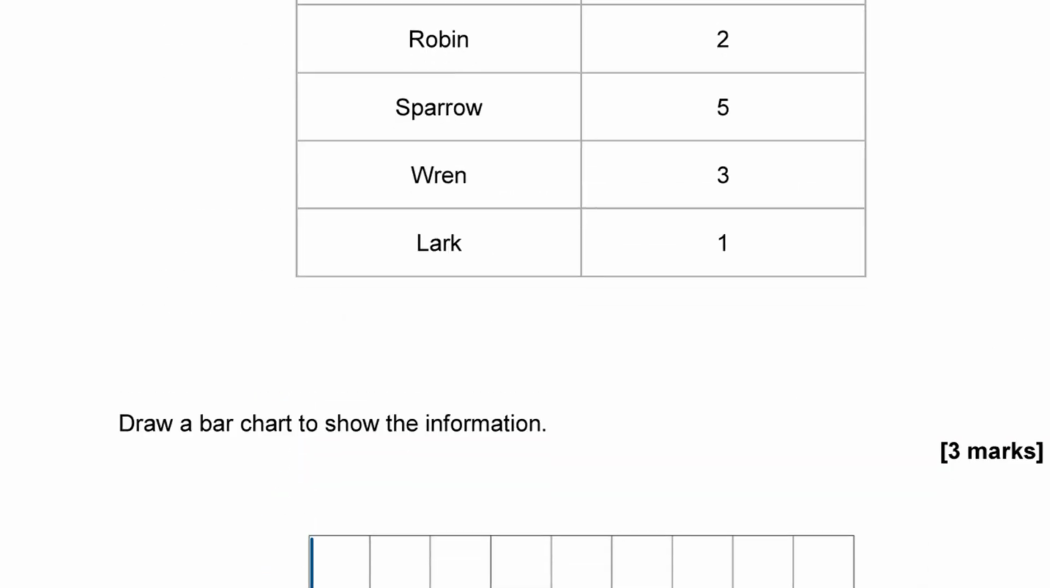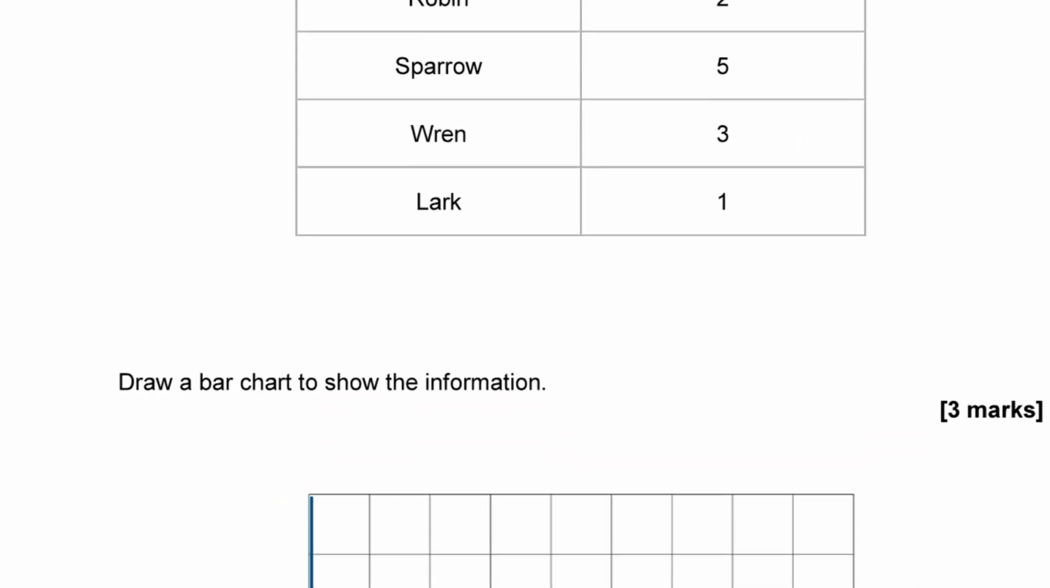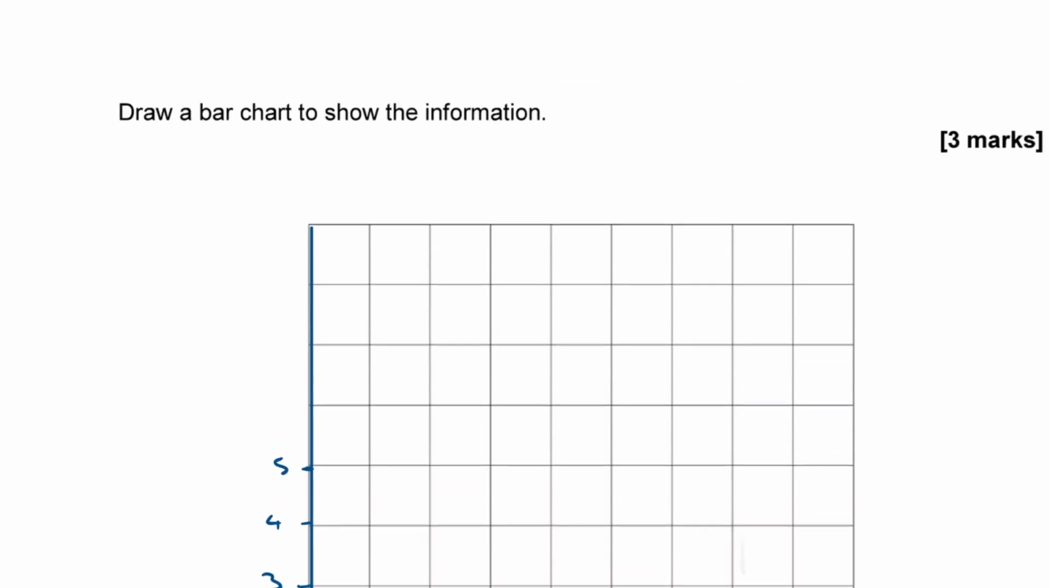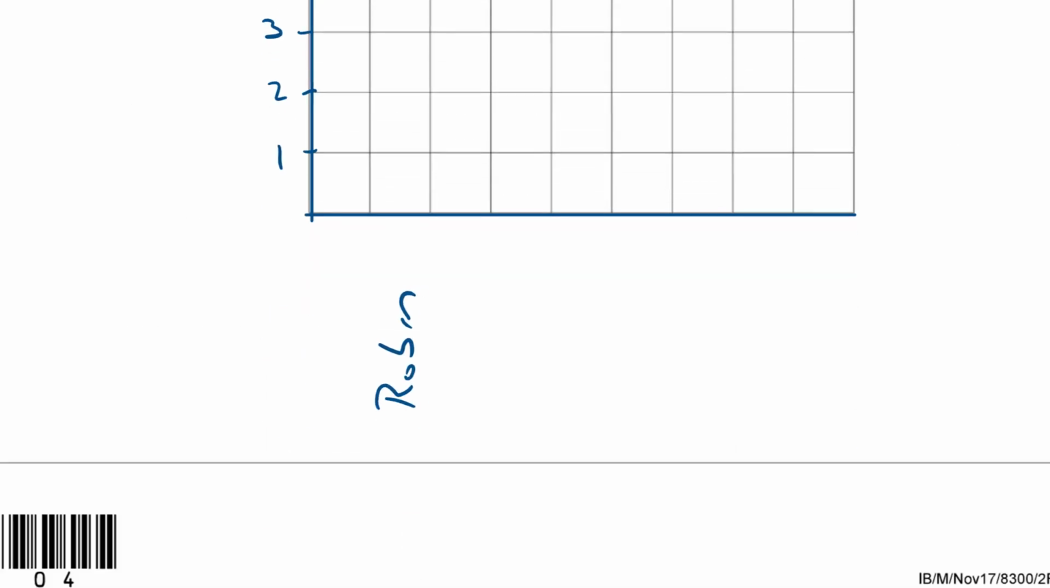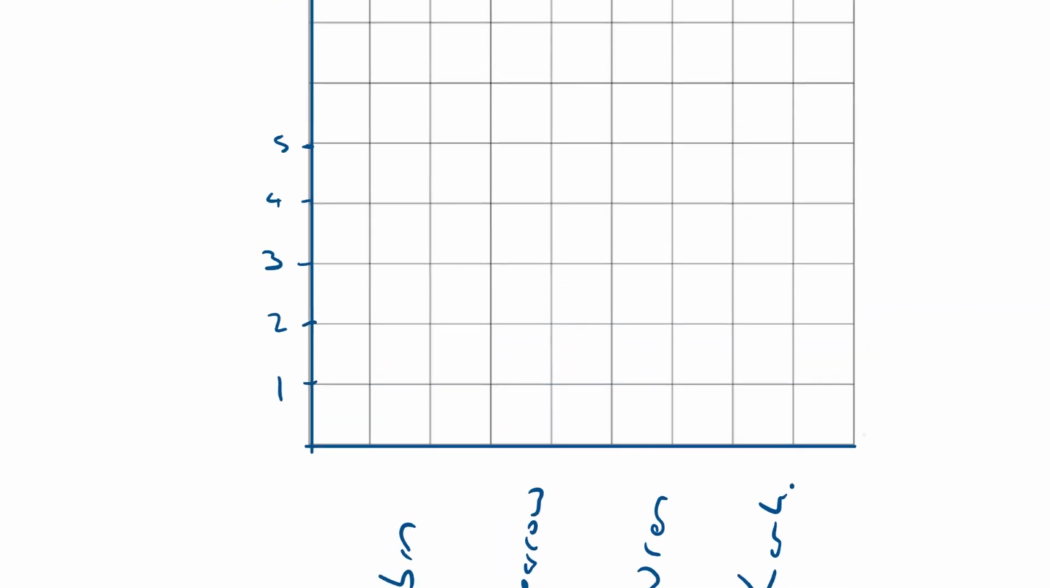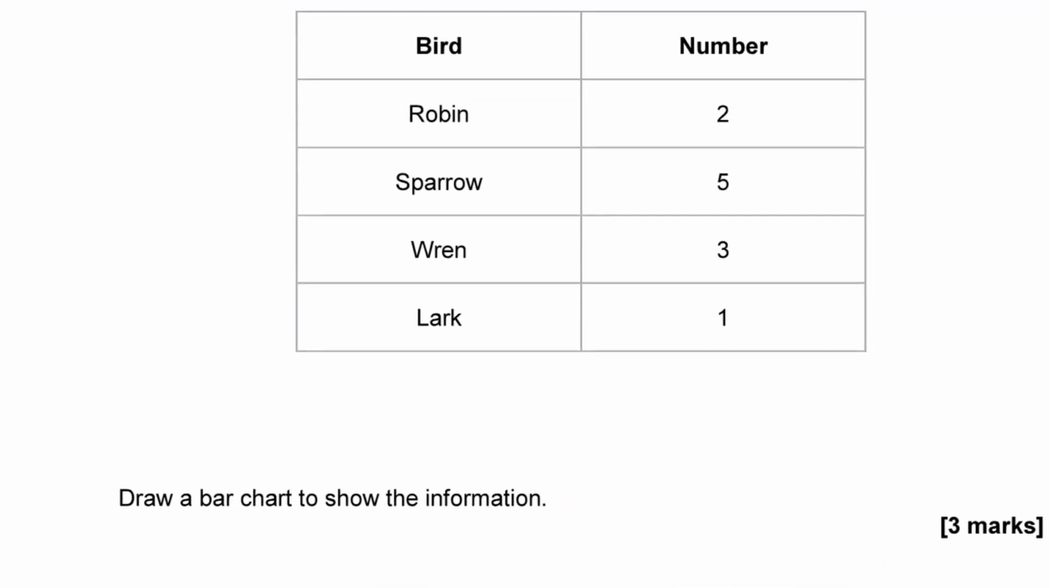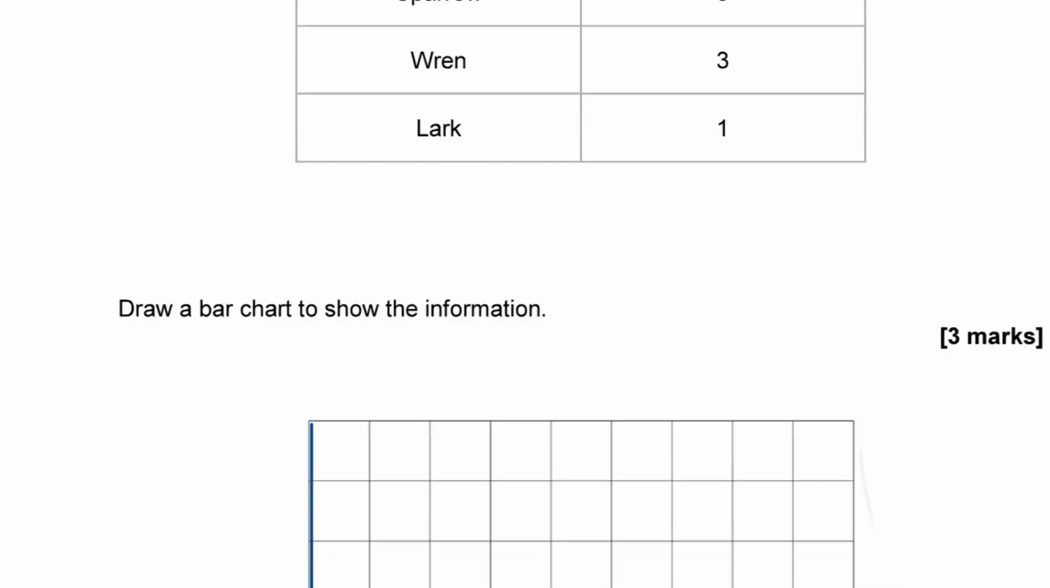And then I've got 4 things: robins, sparrows, wrens and larks. And I need to fit those in. I've got 1, 2, 3, 4, 5, 6, 7, 8, 9. Now bearing in mind I need to have a space in between, I'm going to write those names sideways so they fit in nicely. So robin, what was the next one? Sparrow, wren and lark. Okay, and then I'm going to draw a bar for each value, or for each bird. So there were 2 robins.